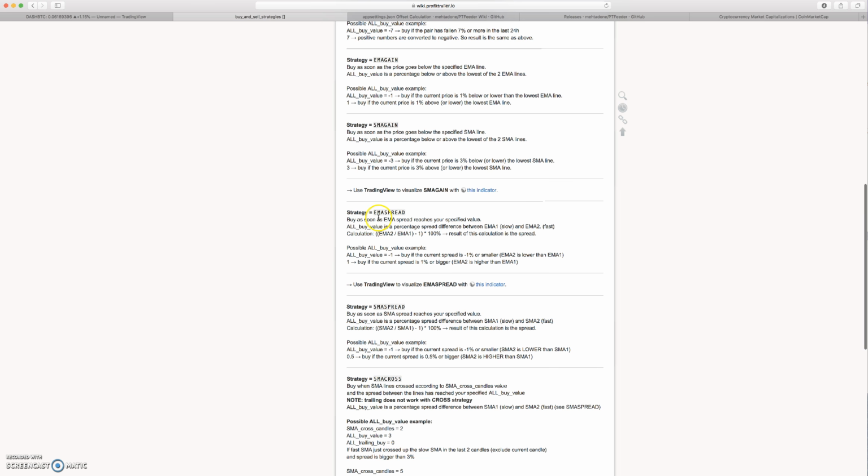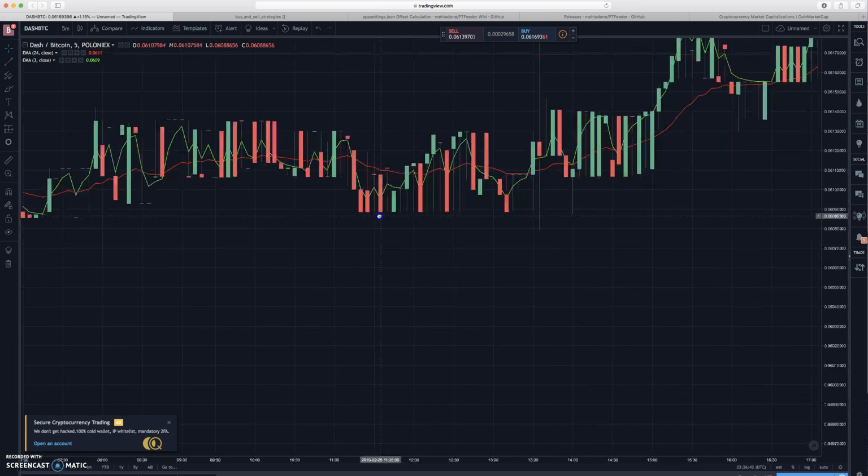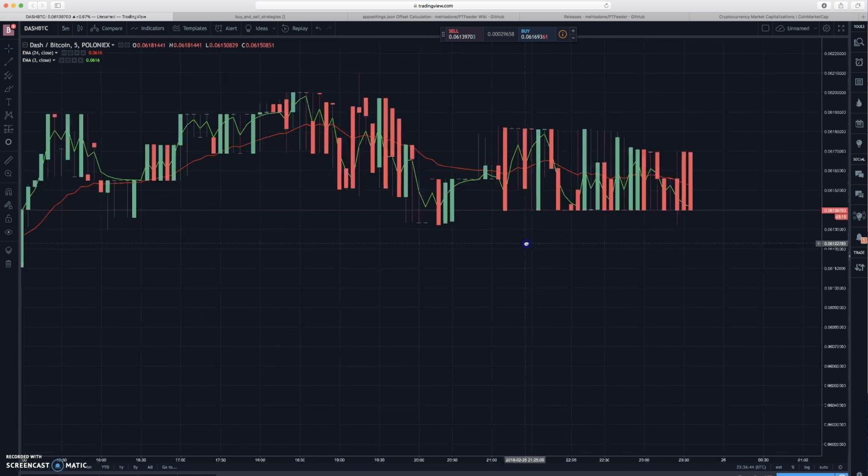So EMA spread is buy as soon as the EMA spread reaches your specified value. The buy value is a percentage spread difference between EMA 1 and EMA 2. Your EMA 1 is your slow moving average, and your EMA 2 is your fast moving average. And what that means is these lines here, and I'll just go to the end, our red one is our slow moving average. It's our 24 period moving average.